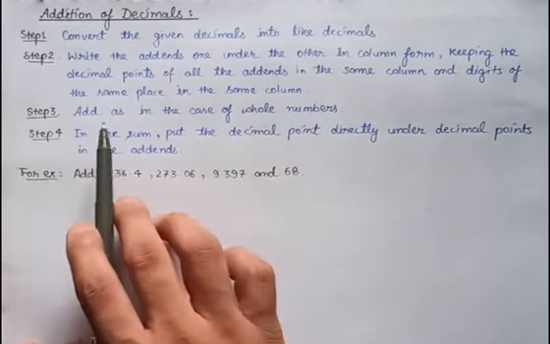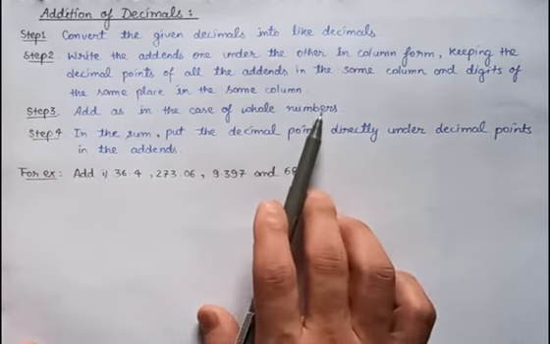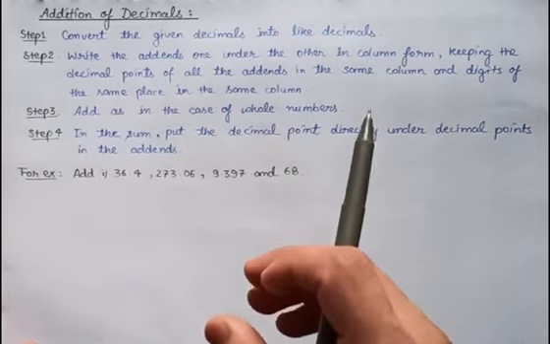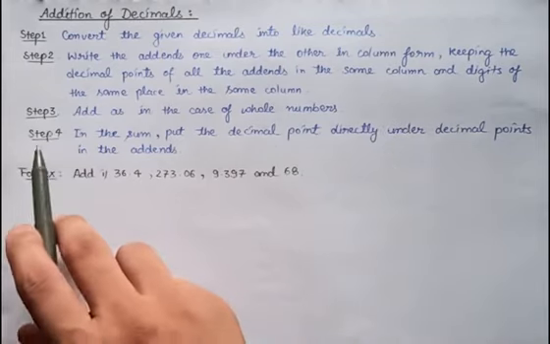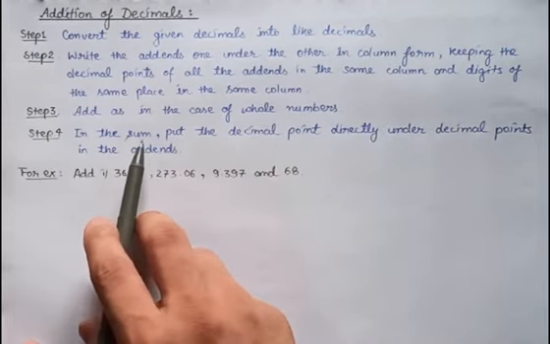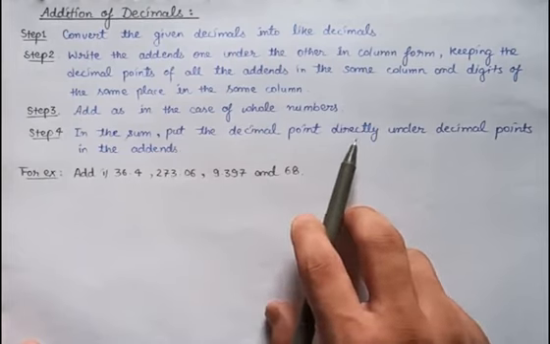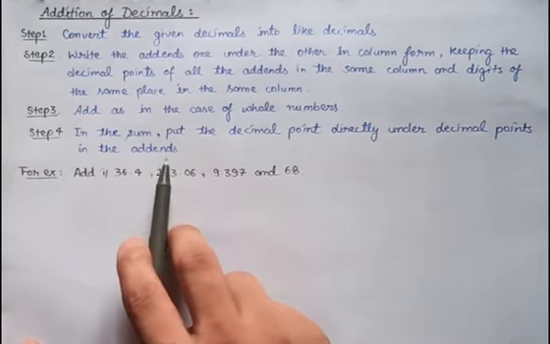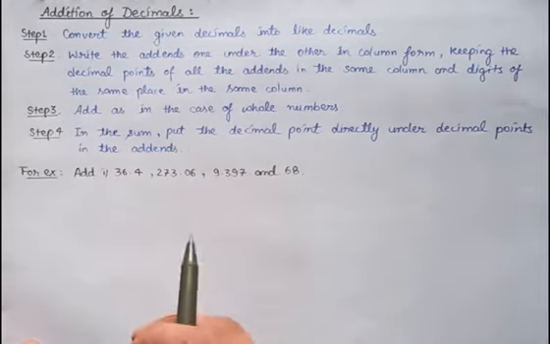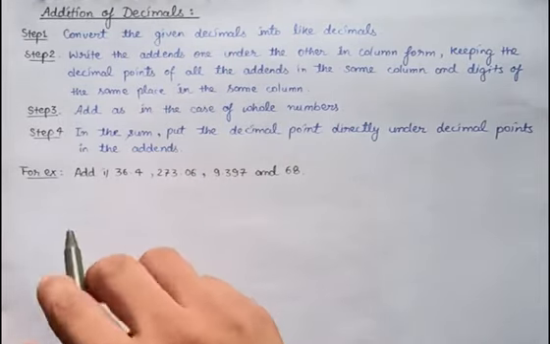Now step 3 is add as in the case of whole numbers. Now we will add the same as we add the whole numbers. And step 4 is in the sum, that is the resultant of the addends, we put the decimal point directly under the decimal points in the addends. So let us understand these steps with the help of an example.